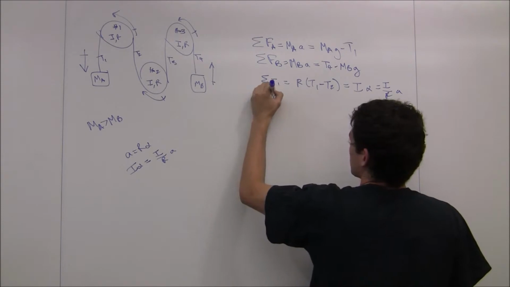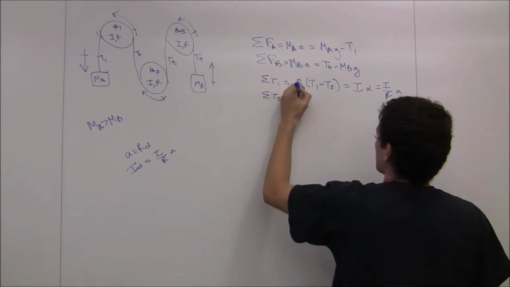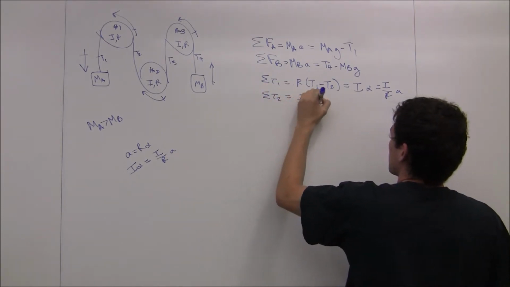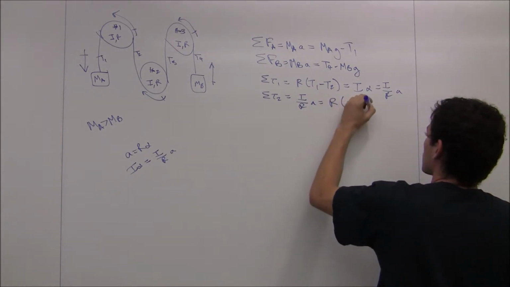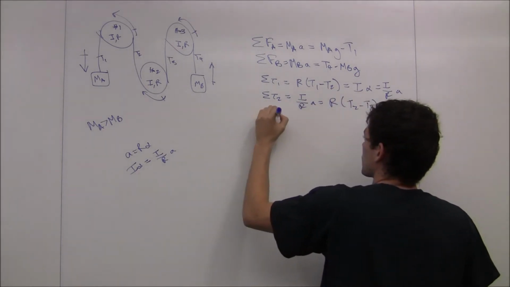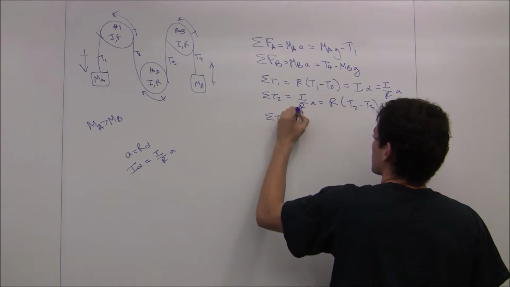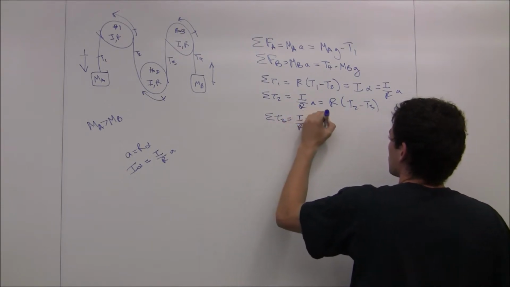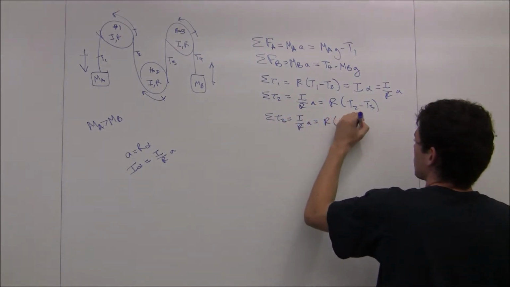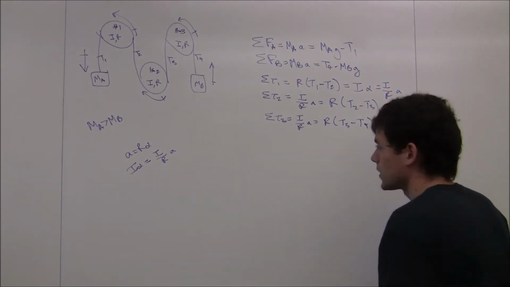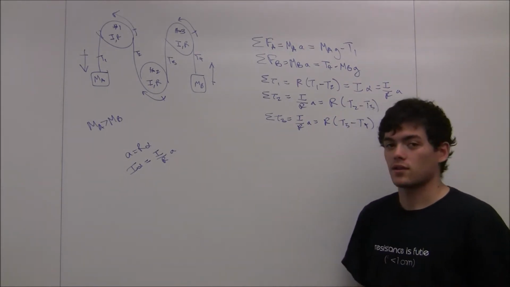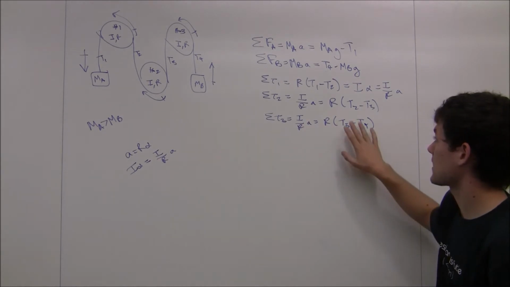So the sum of the torques on pulley 2 is also going to be equal to I over r times acceleration, and that's going to be r times T2 minus T3. The sum of the torques on pulley 3 is going to be I over r times a is equal to r times T3 minus T4. So now all we have to do to solve this system of equations is cancel out all of these tension terms.